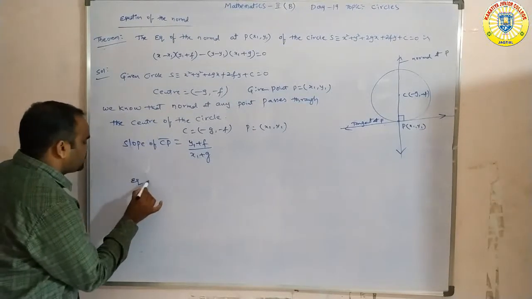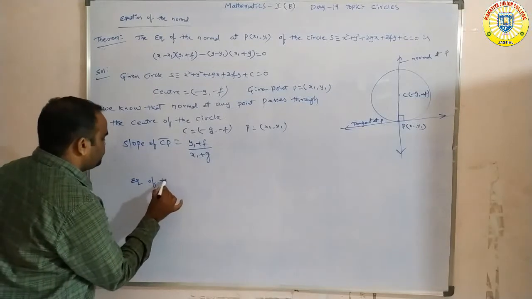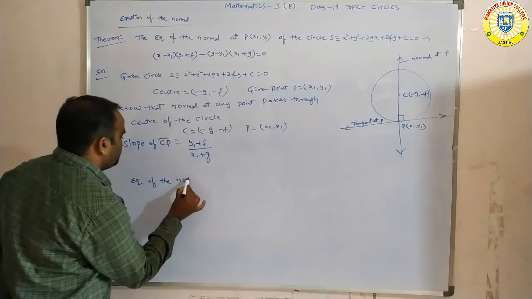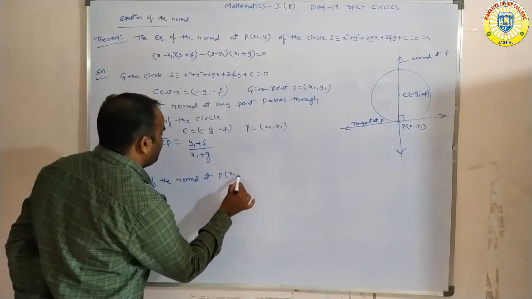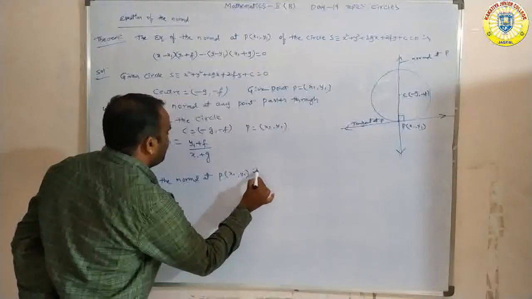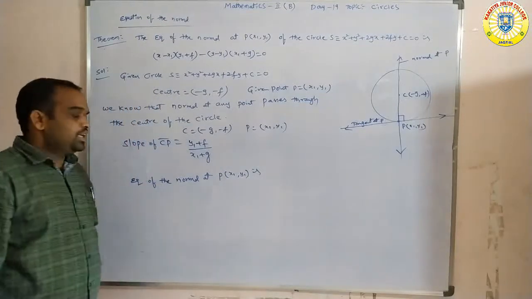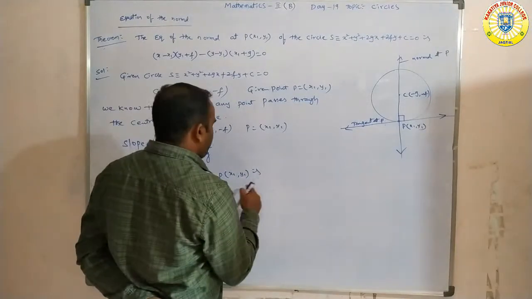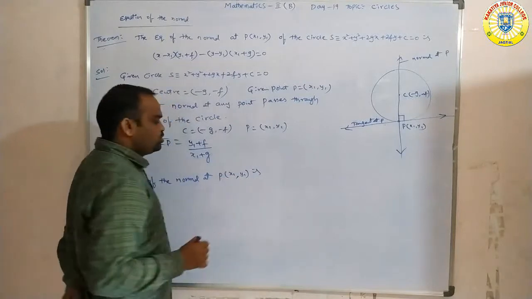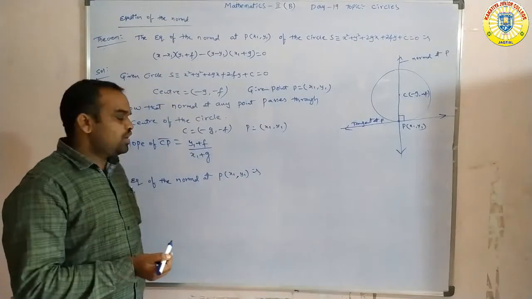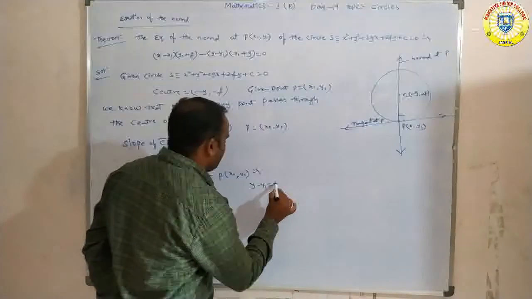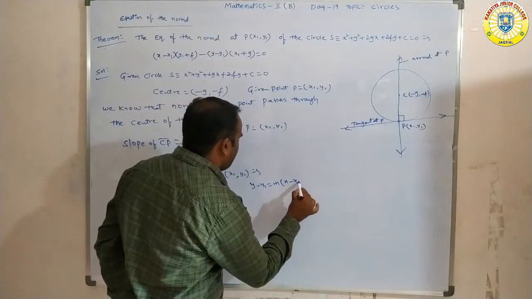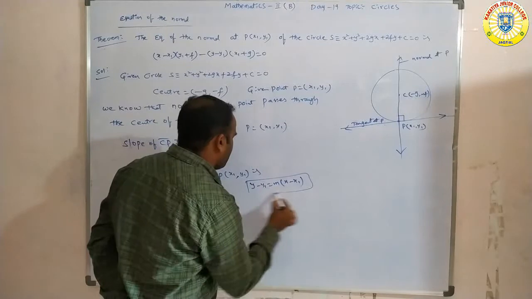Now the equation of the normal at P of x1 comma y1, the equation of the normal at the point x1 comma y1. We are using the point and slope form: y minus y1 is equal to m of x minus x1. This formula we are using.